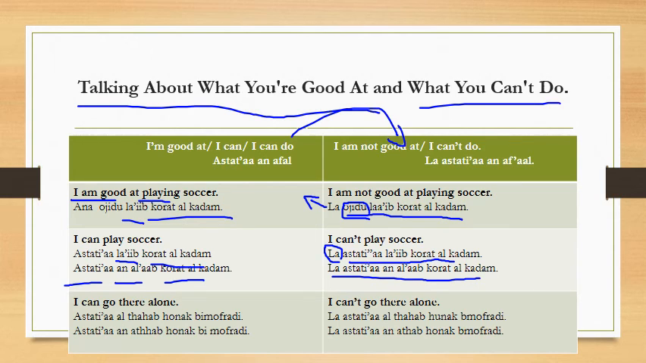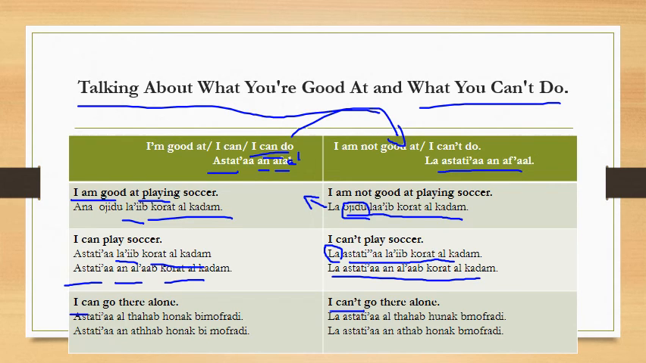Here there's a sentence that I need you to study also. I can go there alone. I can't go there alone. Here you cannot use I am good at, because here you are expressing that you can do this. You're not expressing a hobby. You're expressing that you can do something. What do you mean by I can do? أستطيع أن أفعل. Okay, أستطيع أن أفعل يعني I can do this. لا أستطيع أن أفعل.